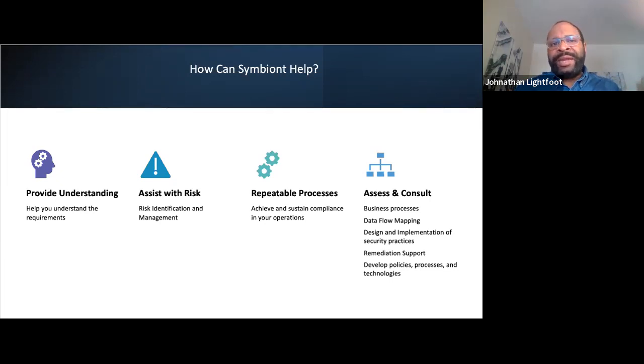A lot of times we'll do a gap analysis or a gap assessment, and organizations will come back and say, hey, this is great, but Johnathan, we don't have the staff, or we don't have the knowledge base to fix this. So again, we can help with that remediation support. And finally, we can help with developing processes, policies, and technologies for you. With small and medium-sized businesses, contractors especially, we're too busy running our business, and cybersecurity is just another load of things to do. You may not have the people in your wheelhouse or even access to them. You can always reach out to Symbiont, and we can augment your team, if you will, and help you get up and running.